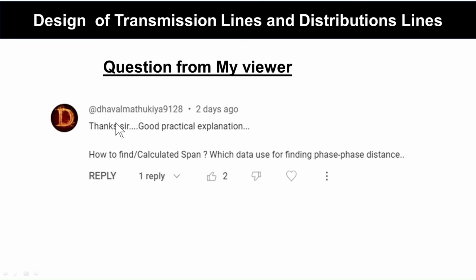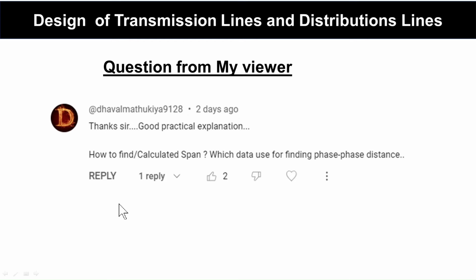First of all, one of the questions which my viewer has asked is: thanks sir, good practical explanation, how to calculate span, and which data is used for finding phase to phase distance. These are actually two questions. One question is how to find or calculate a span, and the second question is what data is needed for calculating the phase to phase distance.